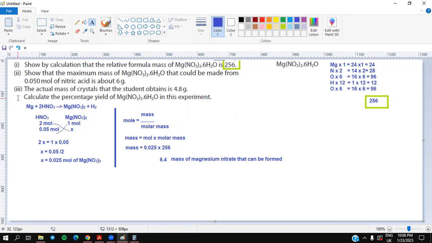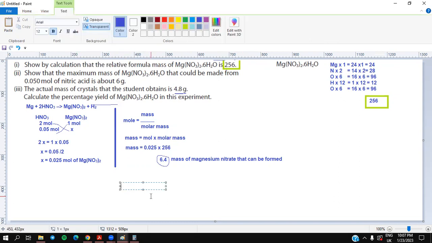The next question is asking, the actual mass of crystals that the student obtains is 4.8. Now what is it? I'm supposed to get 6.4. But I'm getting how much? 4.8. Now calculate the percentage yield of magnesium nitrate. Percentage yield of magnesium nitrate, I can write like this. We call it yield percentage.